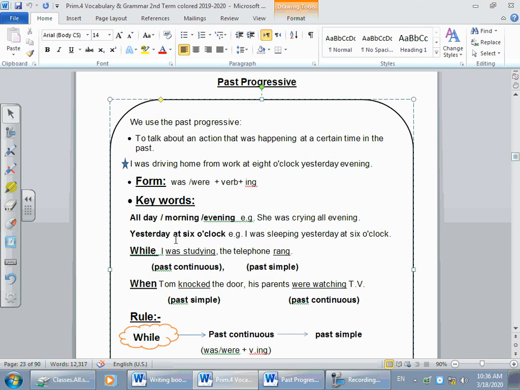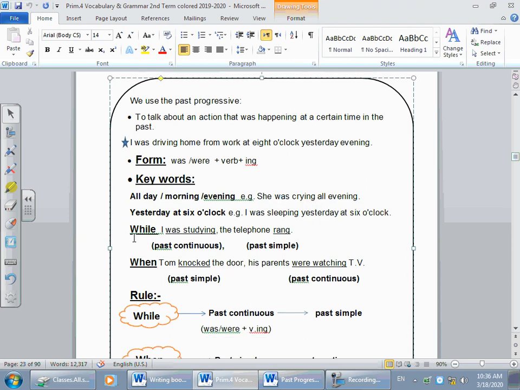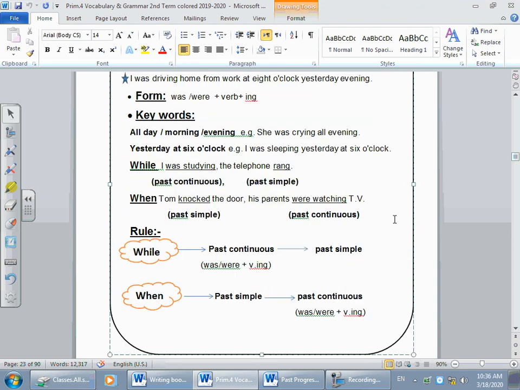Also, we have the words "at 6 o'clock," "yesterday at 6 o'clock," "7 o'clock," not specifically 6. You can write any time. So this means that you are very specific in mentioning the time of the action itself. And we have the words while and when. We said that while is followed by the past progressive and the second verb is in the past simple. And with when, we follow the word when with a verb in the past simple tense, and then the second one is the past progressive.